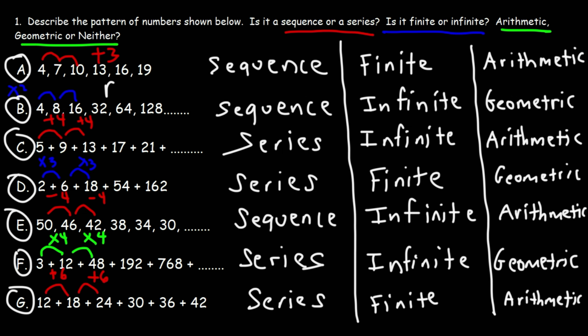So we have 3 columns of information with 2 different possible choices. Thus 2 to the third is 8, which means that we have 8 different possible combinations. Right now I have 7 out of the 8 different combinations. The last one is a finite geometric sequence, which I don't have listed here. So now you know how to identify whether you have a sequence or a series, if it's arithmetic or geometric, and if it's finite or infinite.